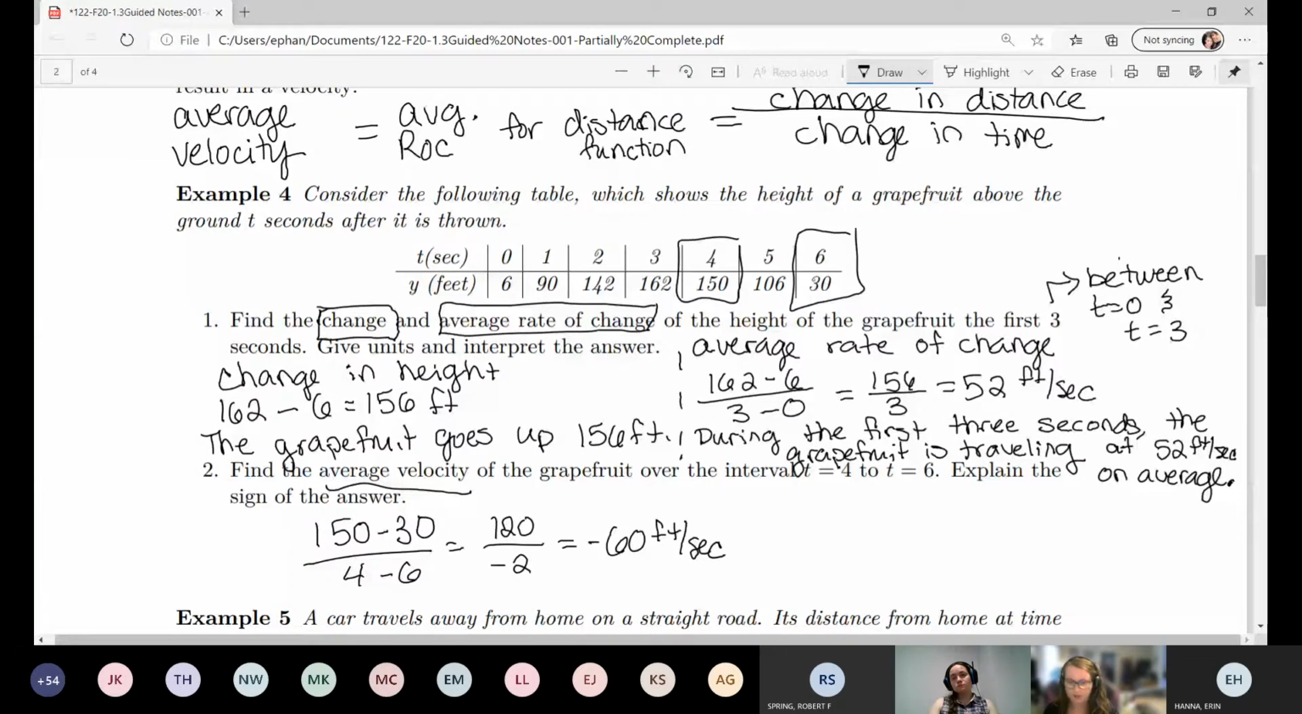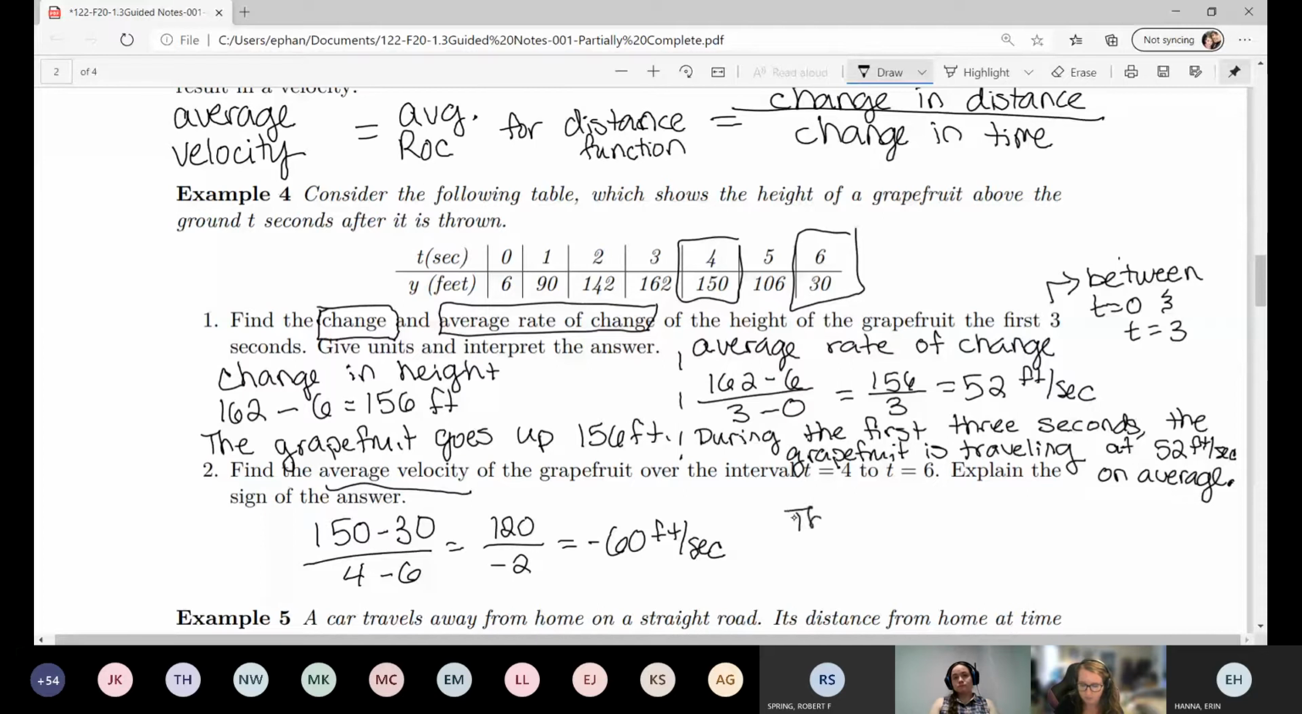Now, why is it negative here? If you're used to physics, you probably already know. If you haven't taken a physics class, you might not know. Whenever we're talking about velocity, we also need to know what direction we're traveling in. In this case, since we're throwing the grapefruit up in the air, we're going to count any traveling upwards as positive velocity, and therefore, traveling downwards is going to have a negative velocity. So essentially, this negative is telling us that it's traveling downwards.